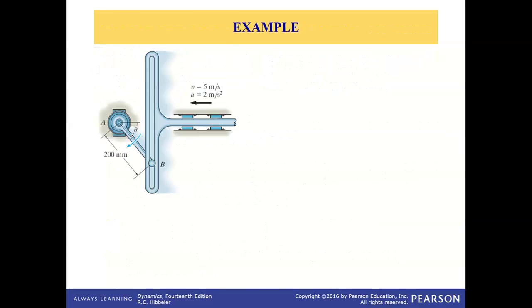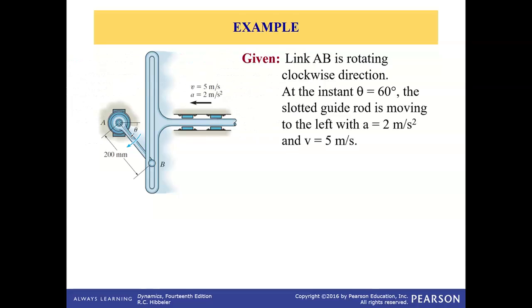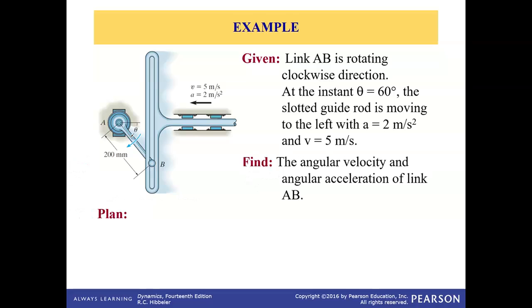Okay, so I would like to walk you through this example before we do the in-class exercise. In this example, link AB is rotating in the clockwise direction. At the instant, angle theta is 60 degrees. The sliding rod is moving to the left with linear acceleration of 2 meters per second squared and linear velocity of 5 meters per second. What we need to do is determine the angular velocity and angular acceleration of link AB.